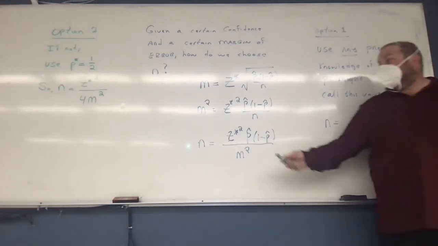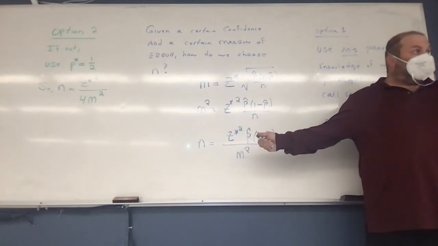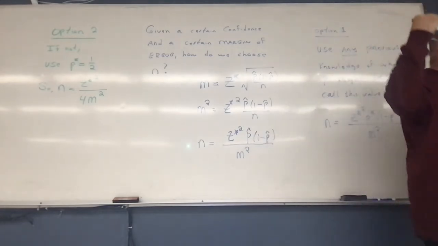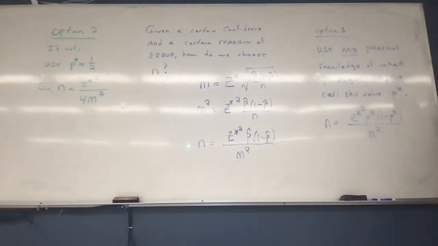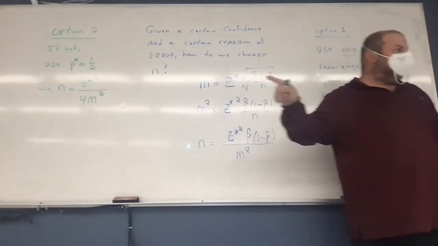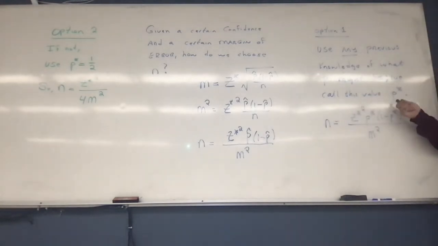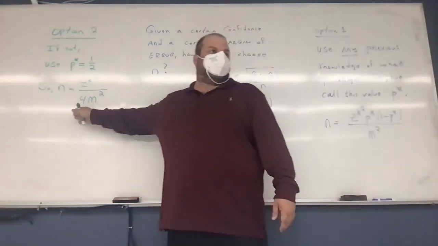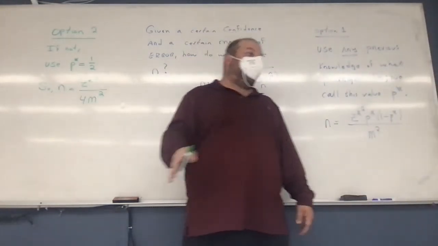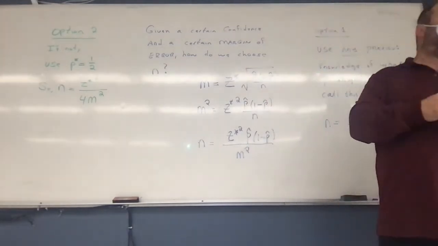By using 1/2, you make the largest possible n. Because you don't know what p is, we pick the value that will give us the largest possible sample so we can err on the side of caution. If we have previous knowledge, then we use it. But without previous knowledge, we take the most conservative estimate, which is p is 0.5, and that will give you the largest possible n.